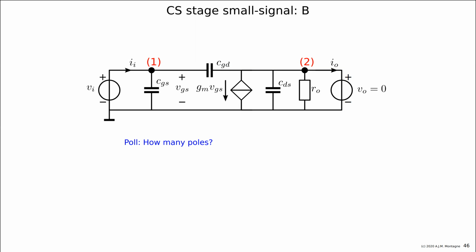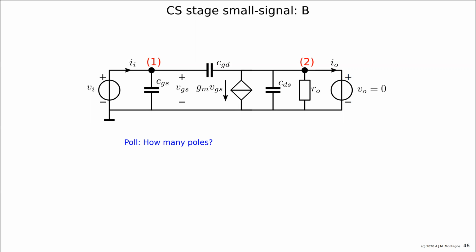If you put a voltage on CDS, it's the same story. Any charge you put on CDS will immediately result in a current through VO, because the voltage across CDS is VO, and it's zero in this case. It is not a free voltage.